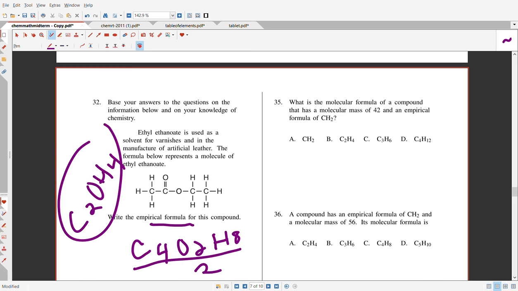This is almost all the math. Now, this formula is hard to know. You're just going to have to memorize it because it's not given. The molecular formula divided by the empirical.